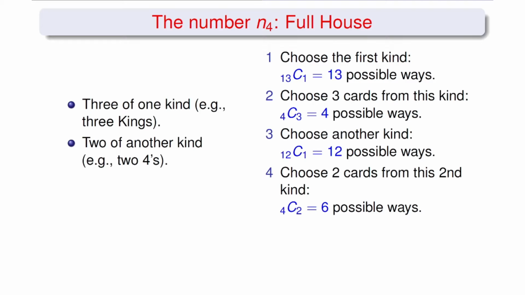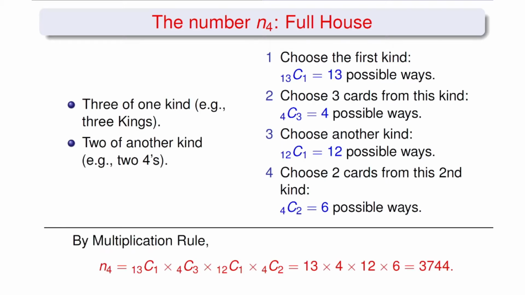How many ways are there to get a full house? Well, by the multiplication rule, N4 equals 13 choose 1 times 4 choose 3 times 12 choose 1 times 4 choose 2, which is 3,744. That's the possible number of full houses out there.